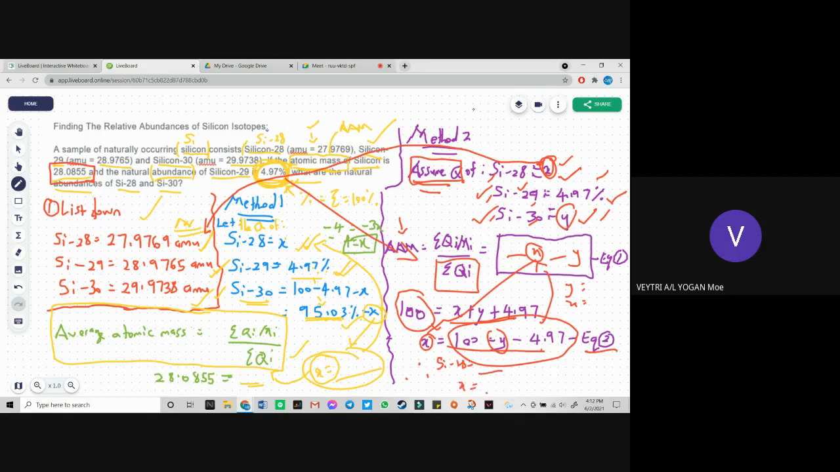Don't put it as X equals to something. That is wrong. You have to rewrite it. Silicon punya abundance berapa? Silicon 28 abundance dia berapa? 29 berapa? 30 berapa? Have to write it again. Okay? Now, that is how you are supposed to answer this question. Alright, that is for the first question.